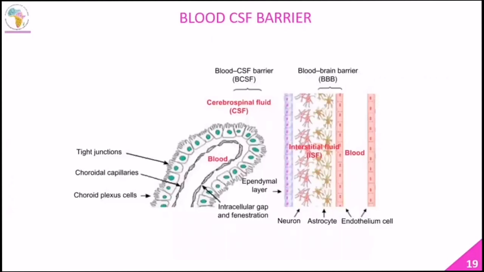Next, we'll talk a bit about the blood cerebrospinal fluid barrier. It is a barrier between the blood and the cerebrospinal fluid. It exists in the choroid plexus, the site of formation and secretion of the cerebrospinal fluid. It is similar to the blood-brain barrier, and this barrier allows the movement of only those substances which are allowed by the blood-brain barrier. So in the brain, there are two barriers, the blood-brain barrier, and the second is the blood-CSF barrier.